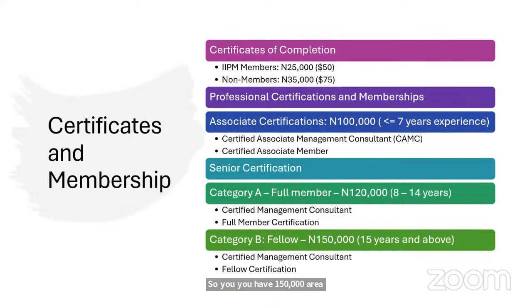Then we have the senior certifications with the senior membership as well. For full member, if you were to do the senior certification for certified management consultant, that would be 175,000 for online participation. And then your full membership would have been 120,000. So if you join the two, that would be roughly 275,000, but you get both for 120,000. So you have 155,000 off.